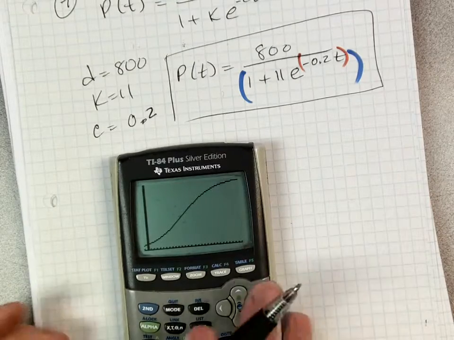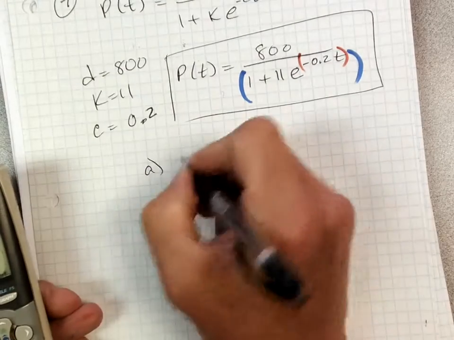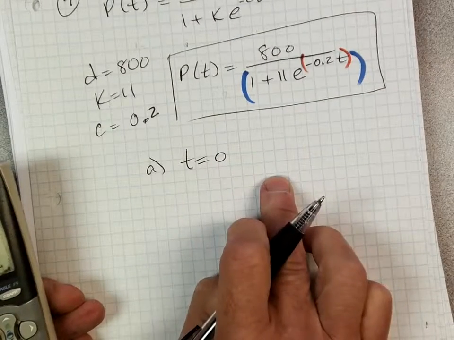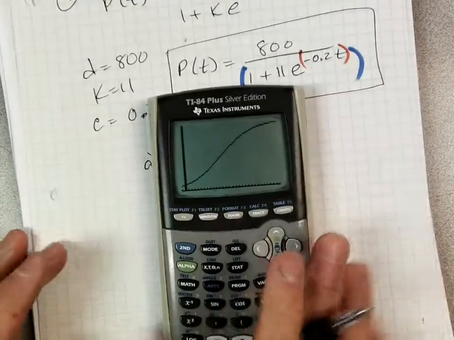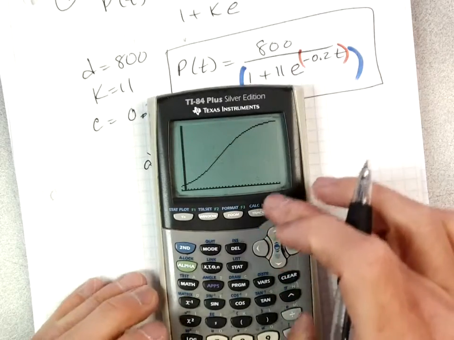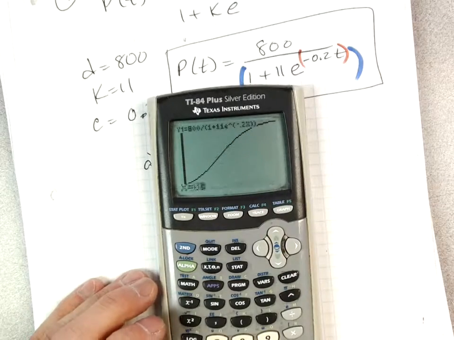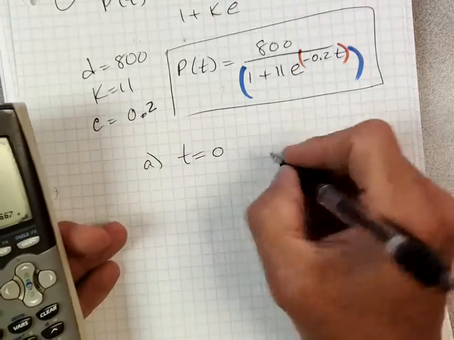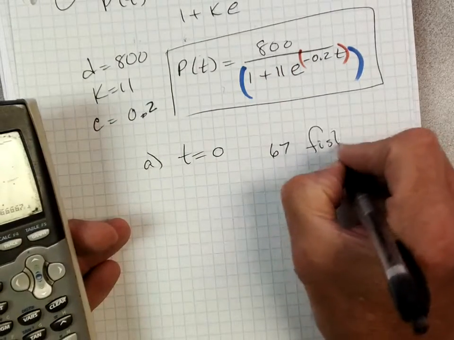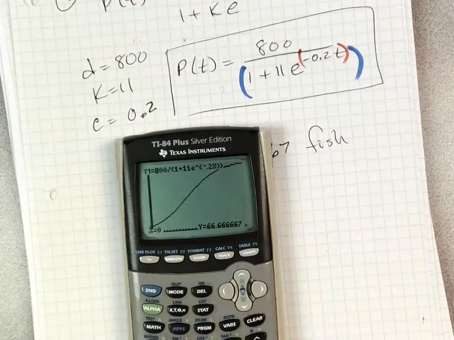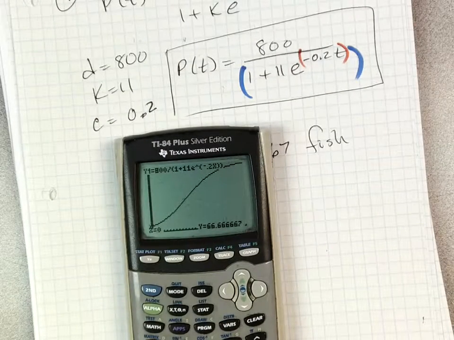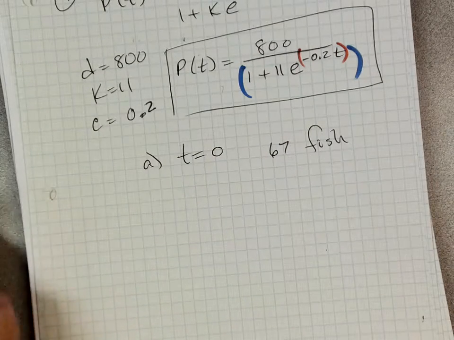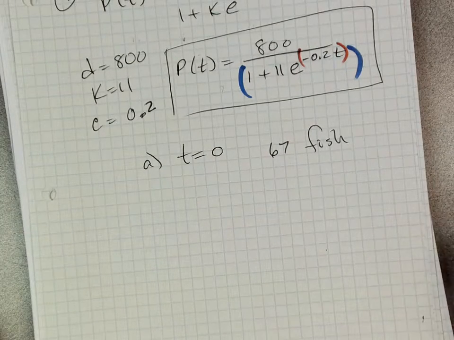So, A. We're ready to get some answers. T equals 0. Originally, that's at time equals 0, right? So I could plug 0 into my equation, or I can just go trace. I like my trace button. Trace 0, and I get about 66 2/3. So we'll round that up to 67 fish. I rounded up to 67 fish, or I could have rounded it down to 66, because somebody could say there can't be a 0.2/3 of a fish.